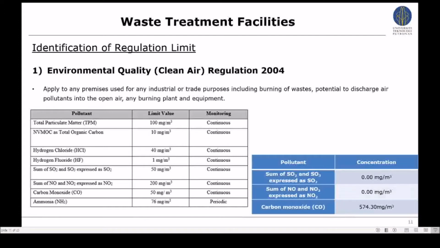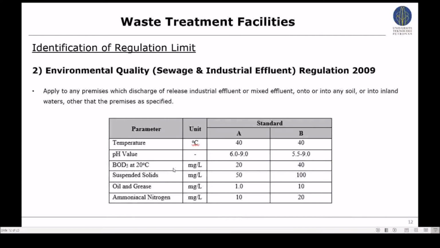So for the gas waste, the Environmental Quality Clean Air Regulation 2014 has been referred to, and it applies to any premise used for any industrial or trade purpose, including burning of waste, potential to discharge air pollutants into the open air, and any burning plant and equipment. And for the liquid waste, the Environmental Quality Sewage and Industrial Effluent Regulation 2009 has been referred to. Operating chemical plants or industries that produce waste must comply with this regulation to maintain the quality of the environment in terms of air and water pollution.